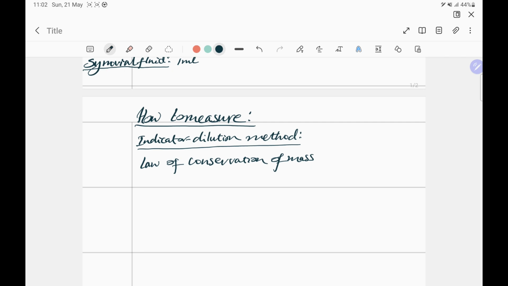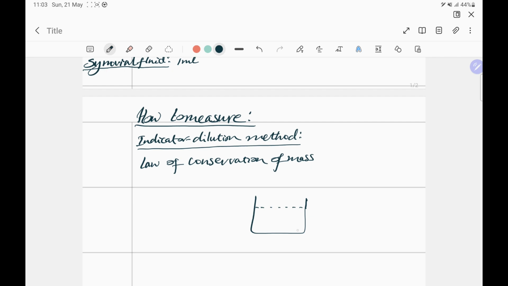Indicator means it's something that we can measure, which indicates that this substance is there. So there's a certain substance which you don't find in a particular compartment of the body, which if I inject in that part of the body, it should stay there, and that should easily be measured later after some time. And dilution. So what happens is, I want to measure a certain amount of fluid that is present in a vessel, as an example over here.